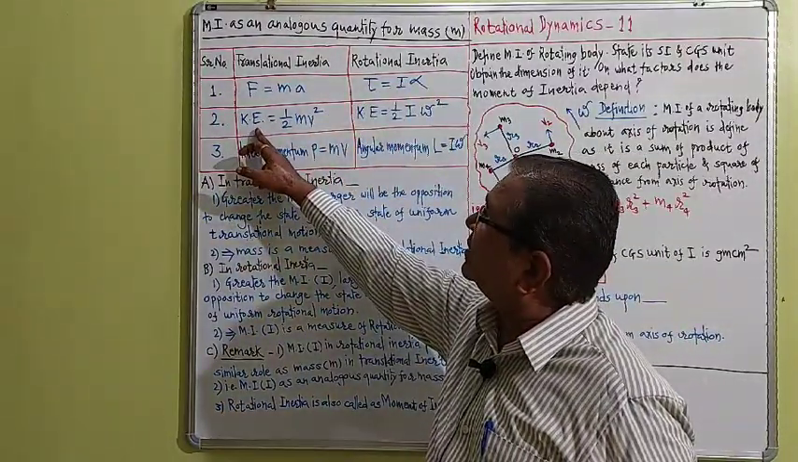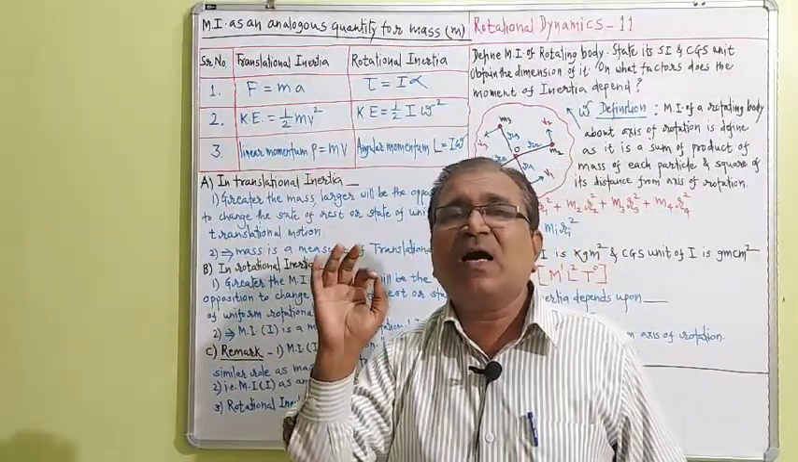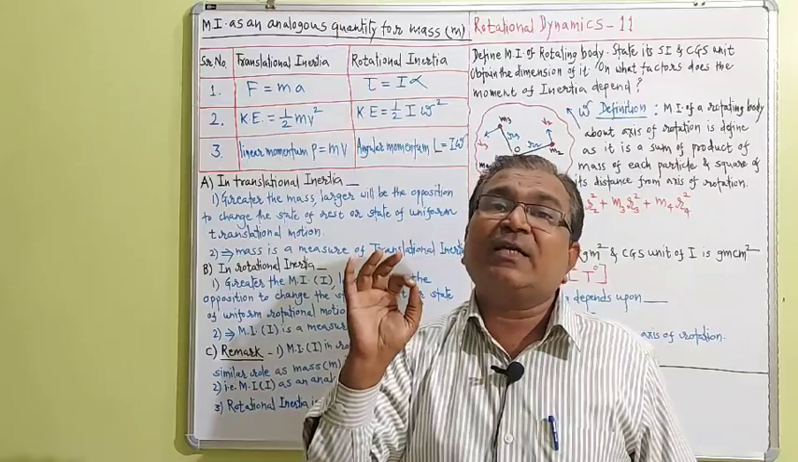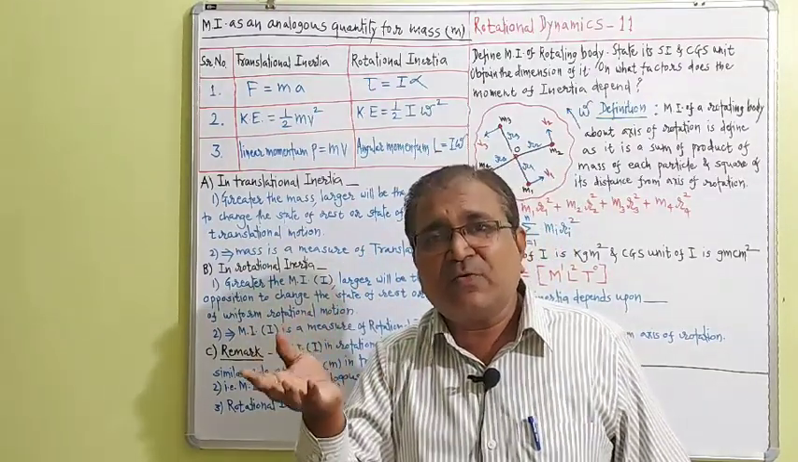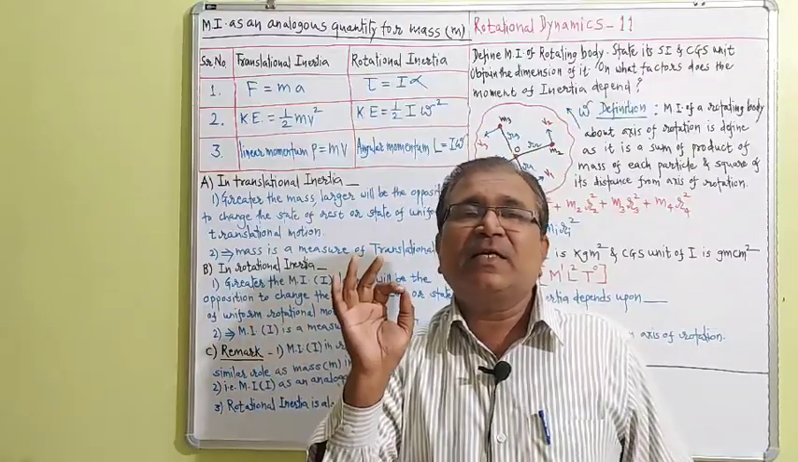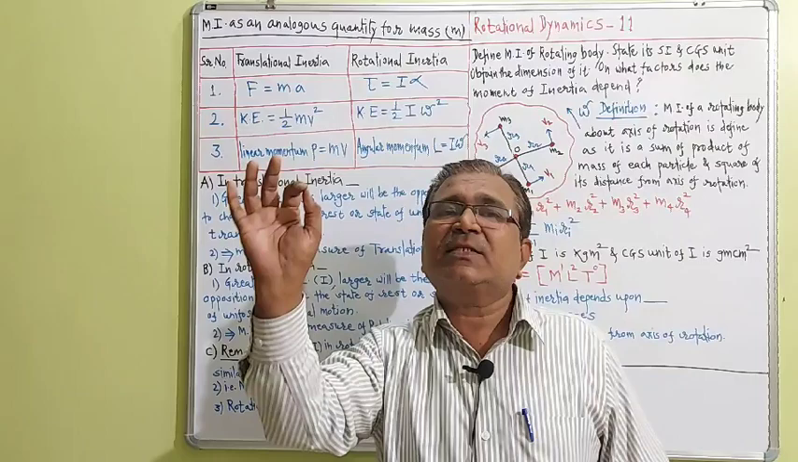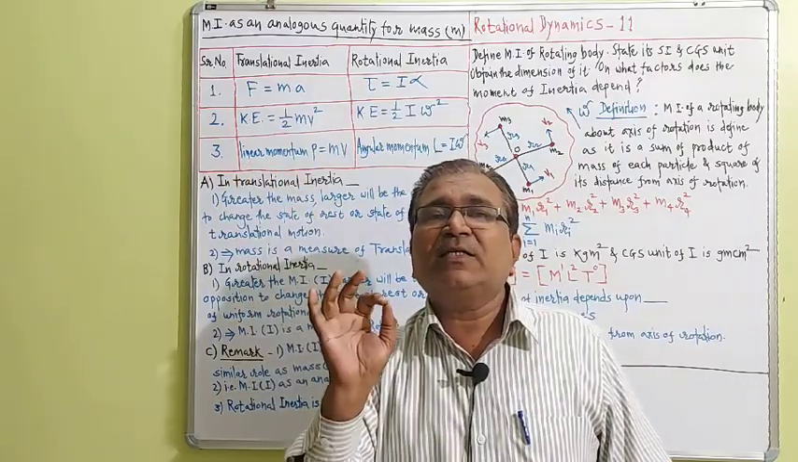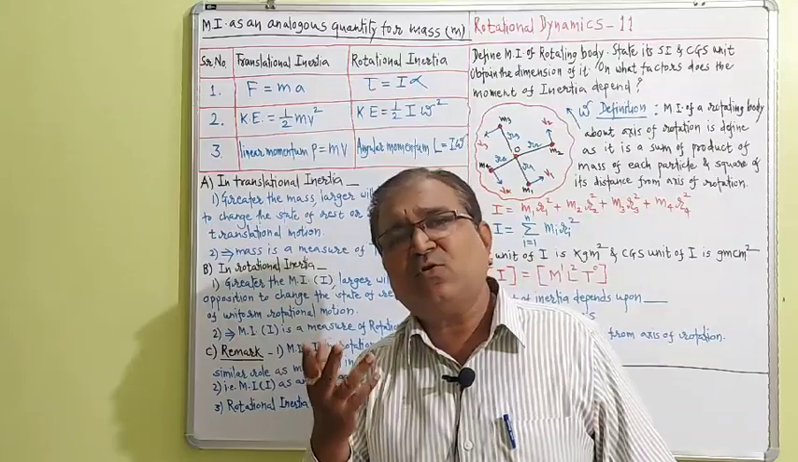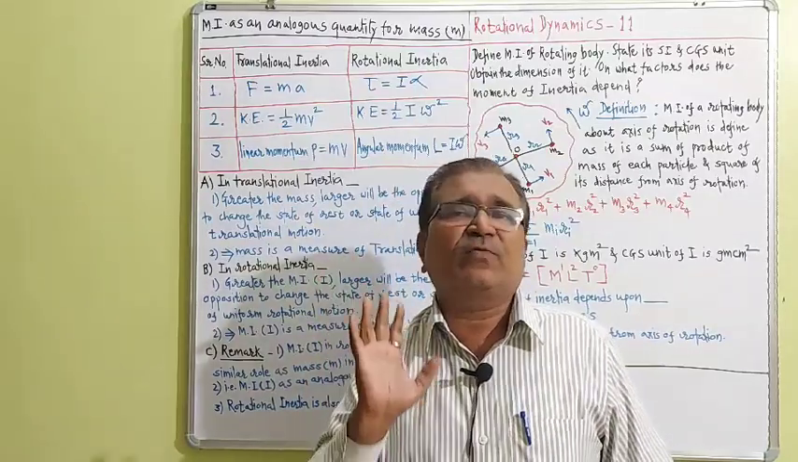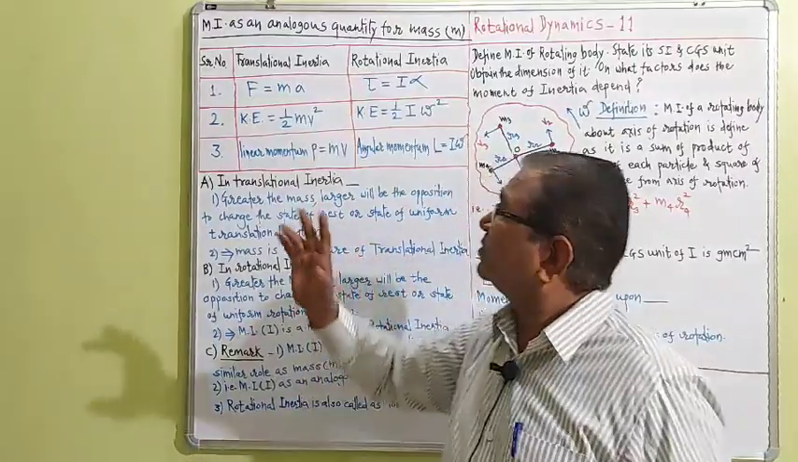Kinetic energy of translational motion, we know it is 1/2 mv square. What is kinetic energy of a rotating body? That we want to derive after finishing this. Kinetic energy of a rotating body is equal to 1/2 I omega square. Omega is the angular velocity of the rotating body. During rotational motion, we get angular velocity. So KE is equal to 1/2 I omega square.